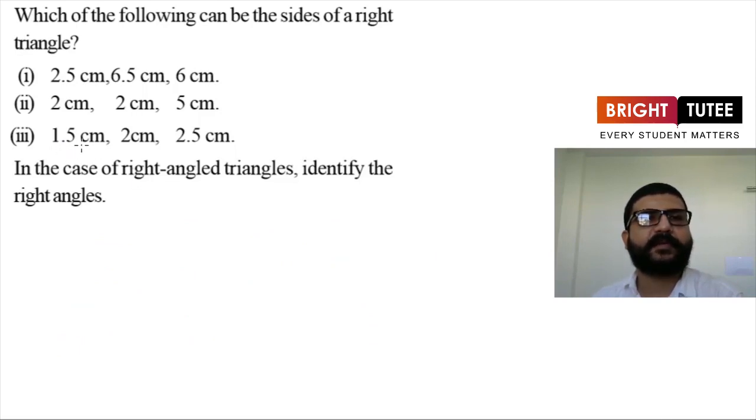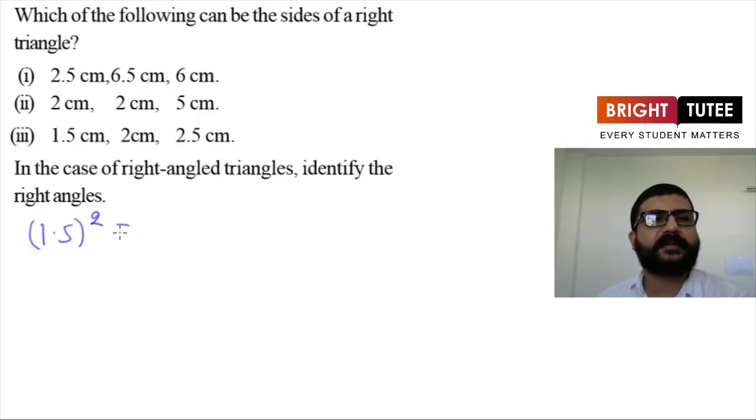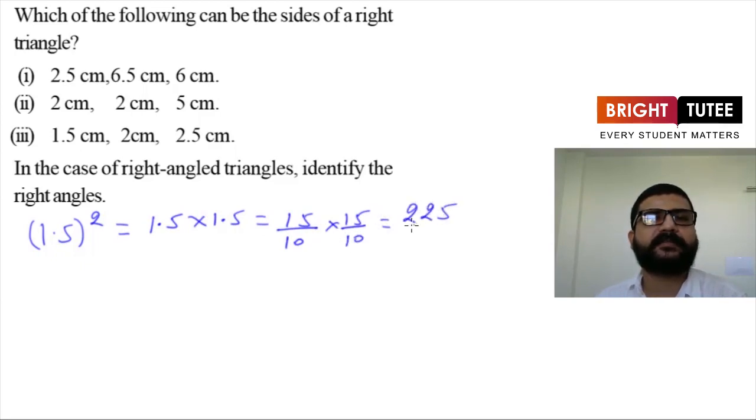Side lengths are 1.5 centimeters, 2 centimeters and 2.5 centimeters. So here let's find the square of 1.5 first. 1.5 square means 1.5 into 1.5. Now this can be equal to 15 upon 10 into 15 upon 10. Now by simplifying this, we will get 225 divided by 100, because 15 into 15 gives us 225 and 10 into 10 will be 100. So this is equal to 2.25 now.